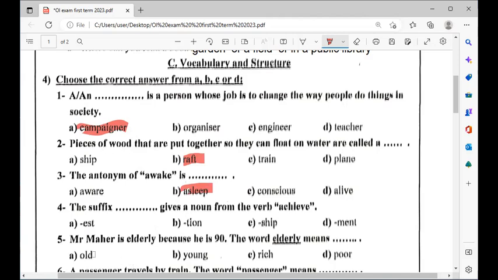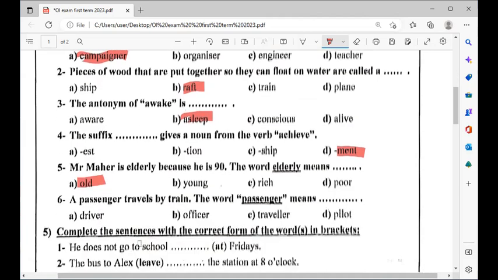The suffix gives the noun from the verb achieve. We say achievement, of course, achievement. My mother, Mr. Maher, is elderly because he is 90. The word elderly means old, young, rich, or poor. Elderly here means old. A passenger travels by train. The word passenger means, of course, traveler.